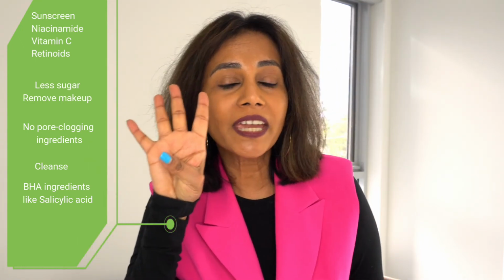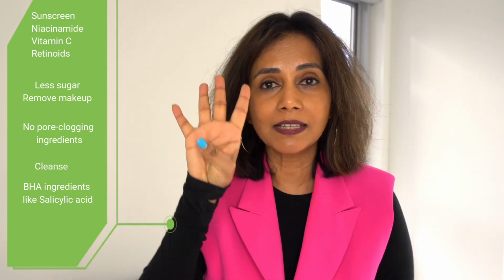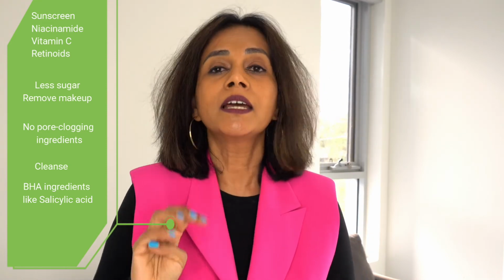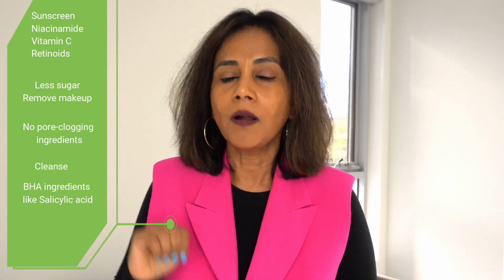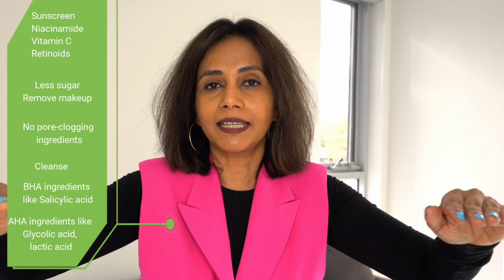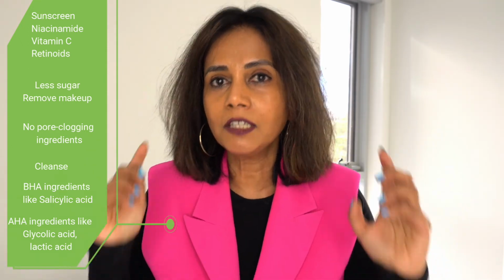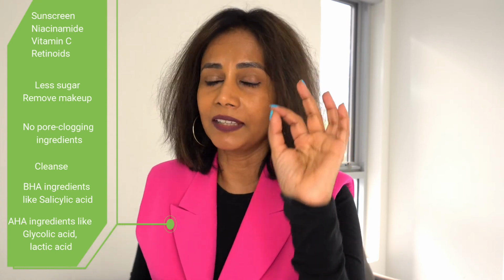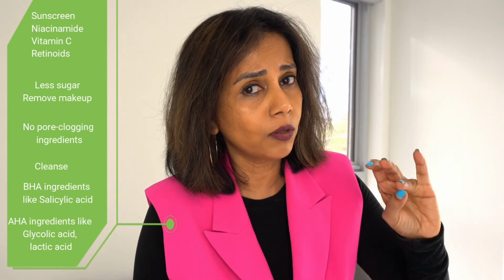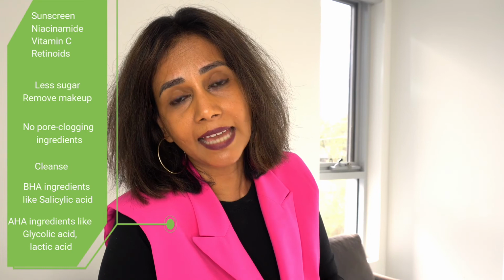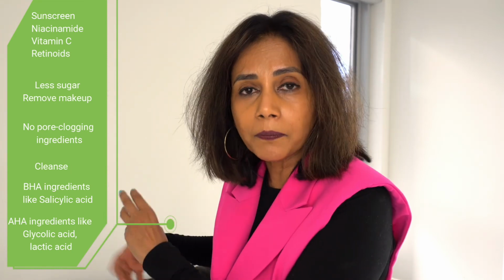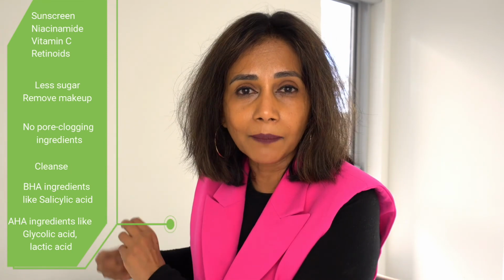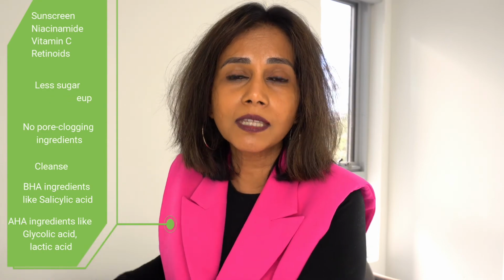Now the fourth way in which you can minimize the appearance of the enlarged pores is to make sure that you normalize the keratinization process. What does that mean? You exfoliate regularly using a chemical exfoliant if possible, either an AHA or a BHA like glycolic acid, lactic acid, salicylic acid, and also boost the production of new cells by using something like a retinoid, which boosts the production.